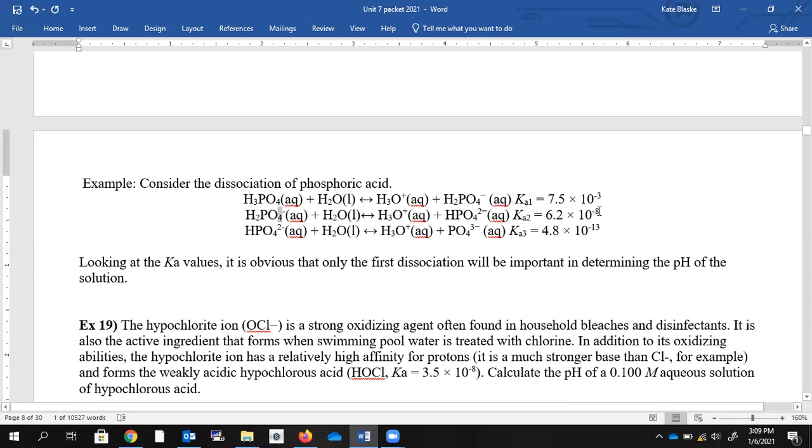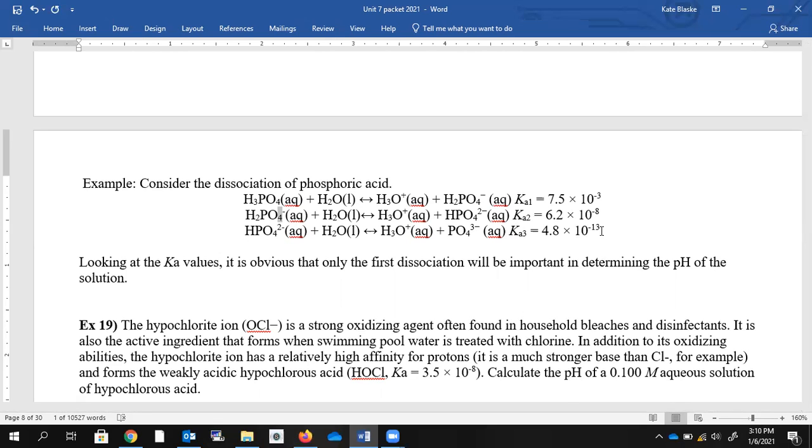Notice how much smaller that Ka value is for that donation of the second proton than the first, and then donating away the third proton, going from HPO4 2 minus to PO4 3 minus, is even smaller. The official rule for Kas is that the Ka for the whole process of donating away all 3 of those protons would be Ka1 multiplied by Ka2 multiplied by Ka3.